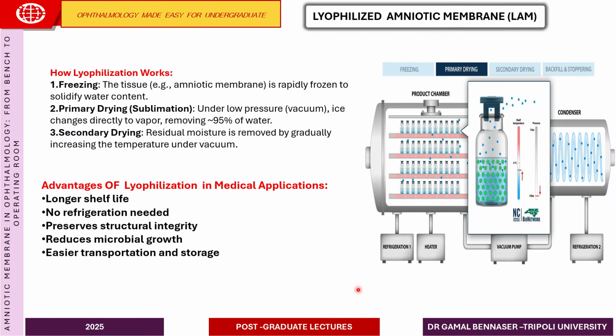Now we come to the other type of amniotic membrane, which is known as the lyophilized amniotic membrane. We should understand the meaning of lyophilization. It is a two-step procedure by which we preserve the amniotic membrane, done by freezing first, at a particular temperature. Then the frozen water content of the tissue is allowed, under low pressure, to evaporate without passing through the liquid phase. So 95% of the water will be lost from the tissue.